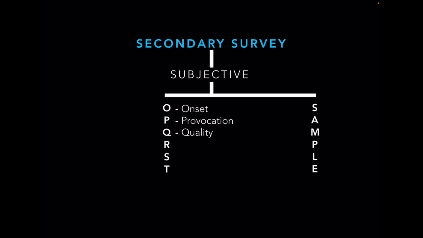Next is radiation. Does this pain move anywhere else? Does it start somewhere and then move to another part of the body? A classic example would be patients who have pain in their chest and it radiates down their arm or up in their neck. This is a classic example of a myocardial infarction.